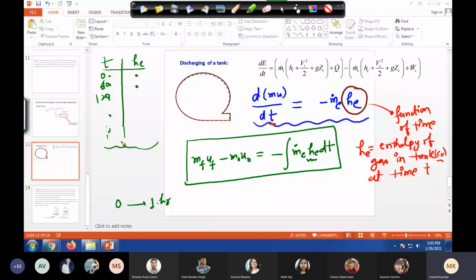Okay. So don't follow the textbook. It's wrong there. Taking HE out is completely wrong. Okay. Great. Fine. So discharging of tank is done.